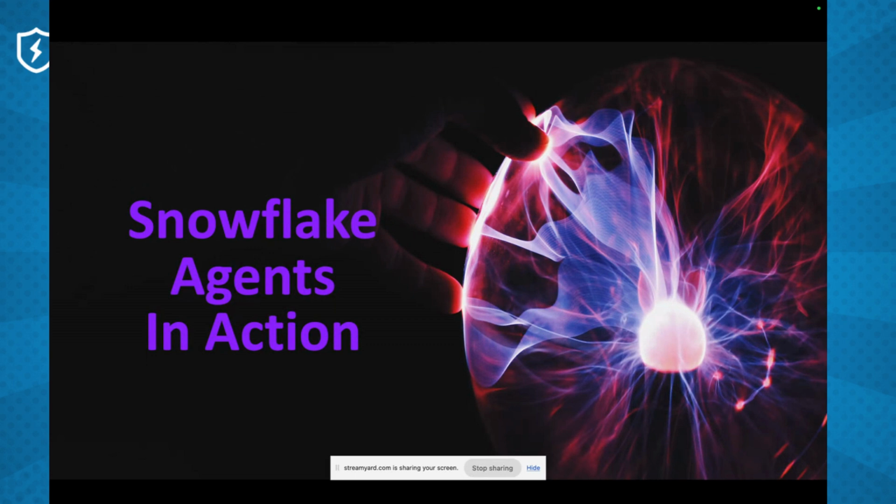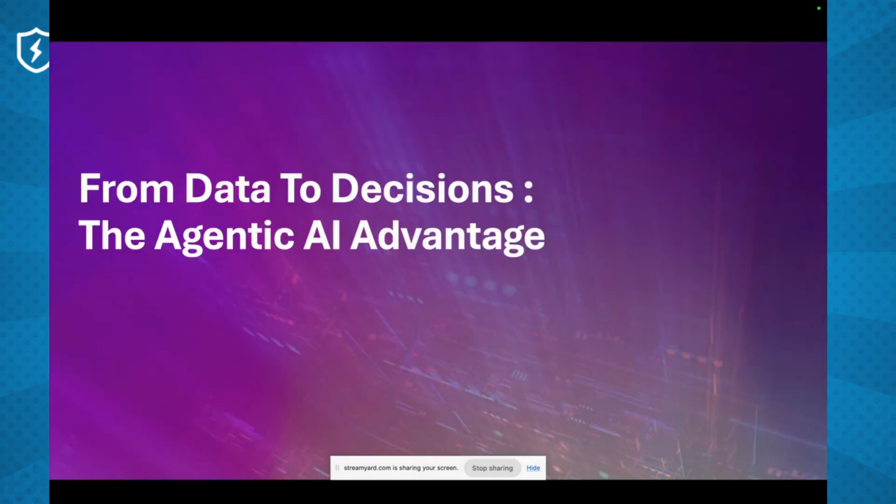Today would be a very interesting topic. As Keith mentioned, we are getting into details of agents in action, Snowflake agents in action. Let's take a step back and understand how we moved from a traditional data platform to a modern data platform, then to a modern data platform with GenAI, and then to a modern data platform with GenAI and agents, and then we'll get into how Snowflake supports this journey. So it's all about from data to decisions, the agentic AI advantage.